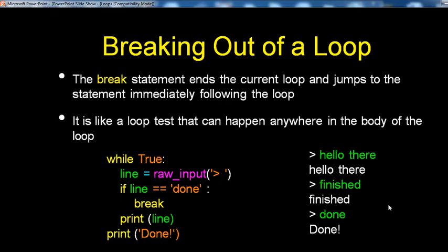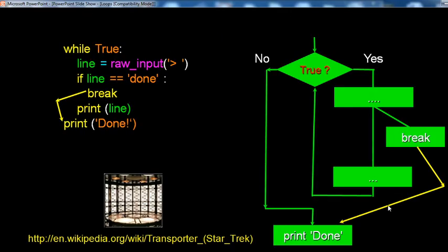See here, after break, it prints done directly. The same program in detail: while True colon, line equal to raw_input, if line equal to done and the statement is break, then jump directly to print done, and finally print line. Then again for True: if yes, go to break and finally done. If no break, then again go to the while True. If break, finally print done.